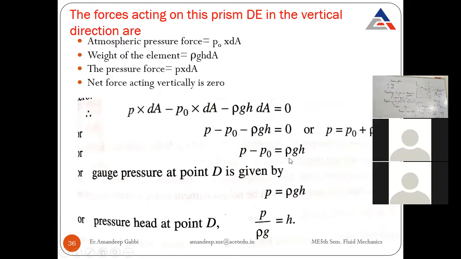Now P minus P naught is called gauge pressure. That we have already done in the first four slides of this chapter. P minus P naught is called gauge pressure, and it is equal to rho g h. So P is equal to rho g h, where P is the gauge pressure. And if you want to calculate the pressure head H, that is equal to P divided by rho g.